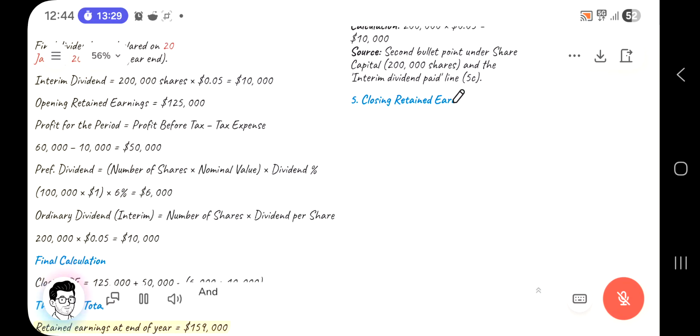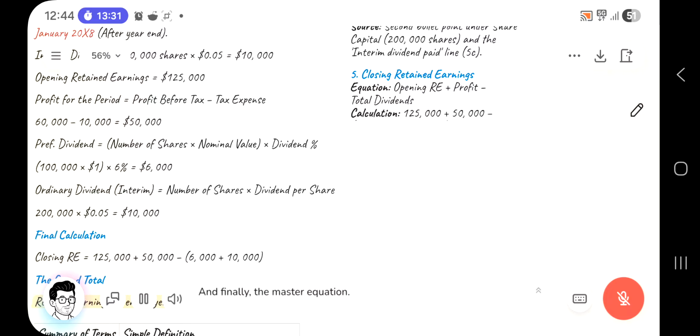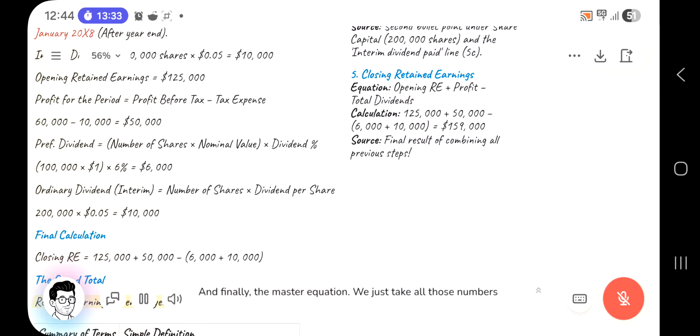And finally, the master equation. We just take all those numbers we found and mash them together. 125,000 plus 50,000 minus both dividends. That lands us at the $159,000 shown in your answer key. Everything check out for you now?